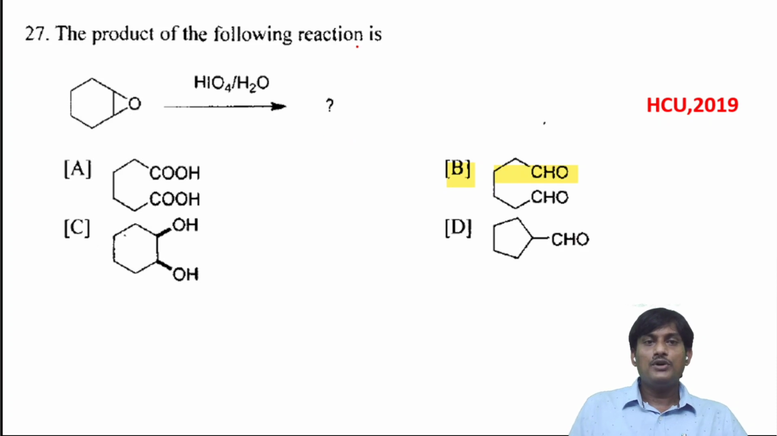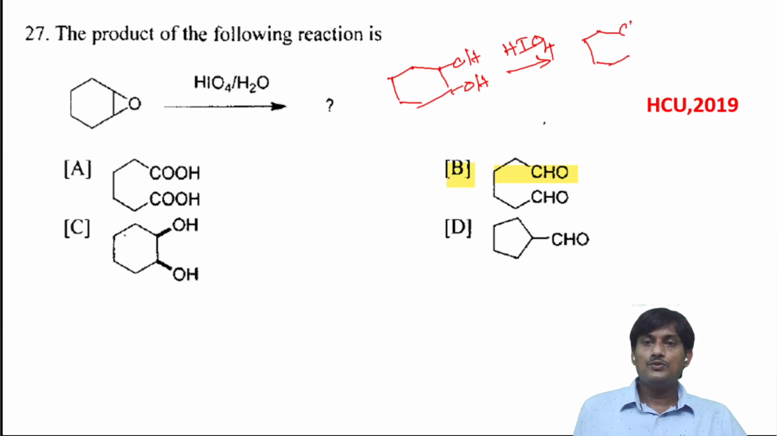The product of the following reaction: when you treat with hydroiodic acid, first there is a conversion of this oxide into OH and OH. In the presence of HIO4, this diol will be converted, there is a cleavage, into CHO and CHO. Here there is a C-C bond cleavage and the OH groups will be converted into CHO.